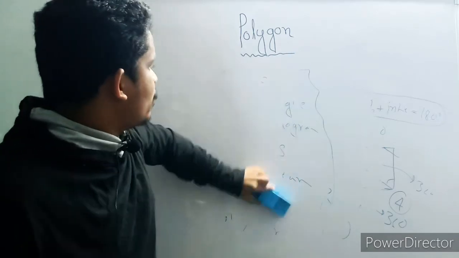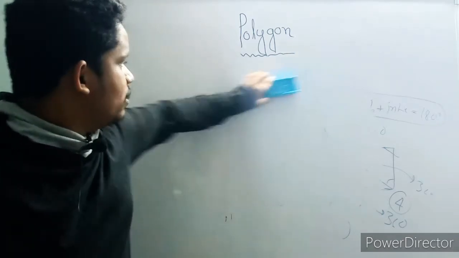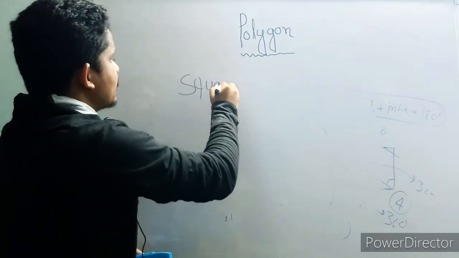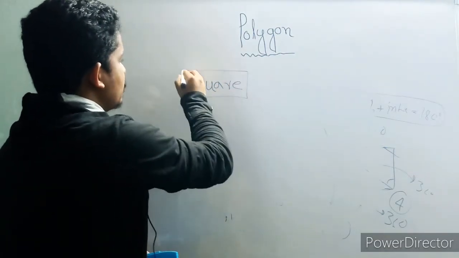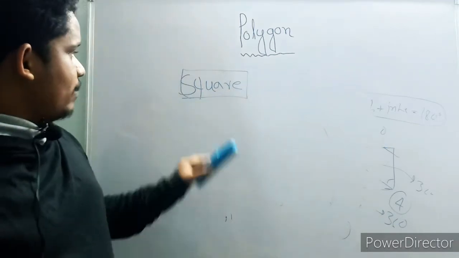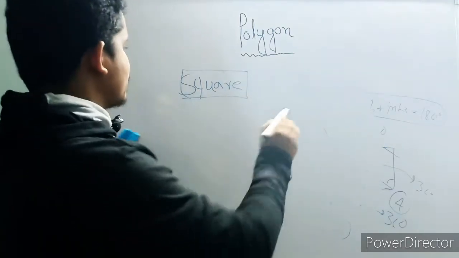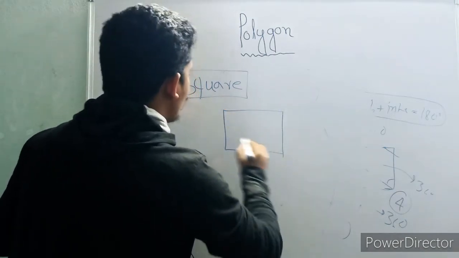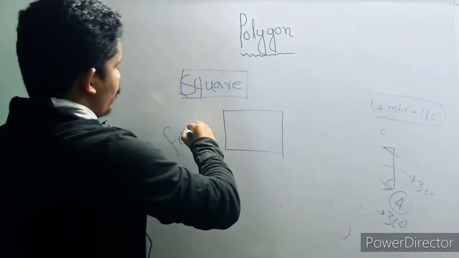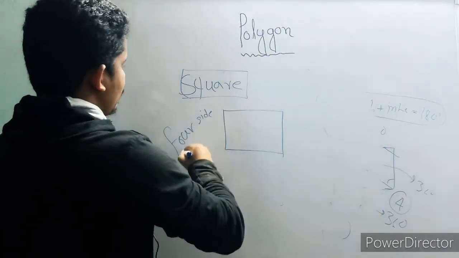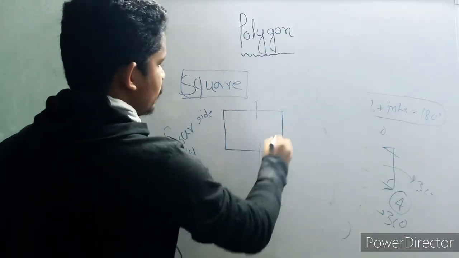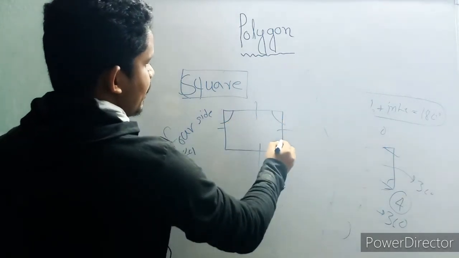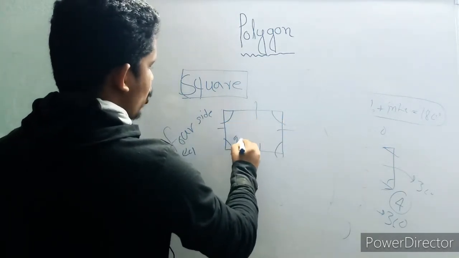So let's start with the square. What is happening in the case of a square? It is a quadrilateral, there is no doubt. If it is a quadrilateral it should have 4 sides. In the case of a square, 4 sides are equal, we all know. And every interior angle is 90 degrees. These are all 90 degrees.